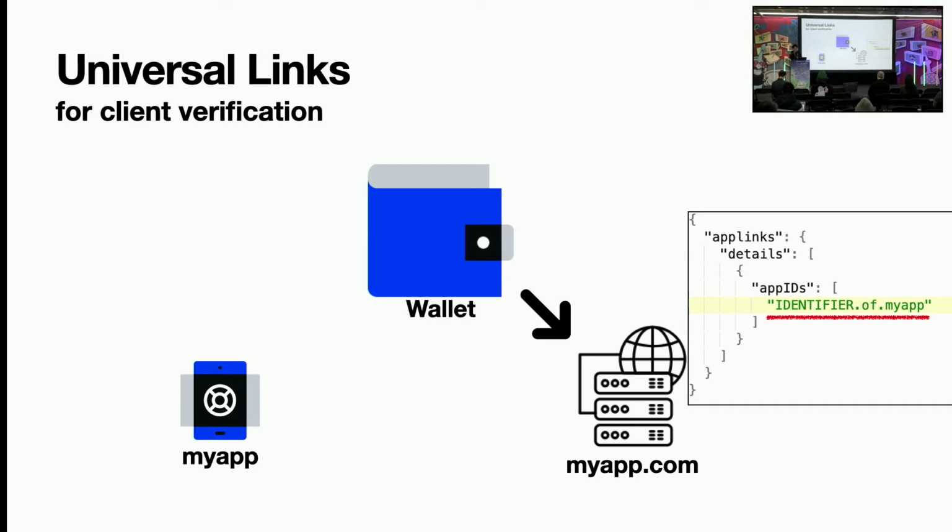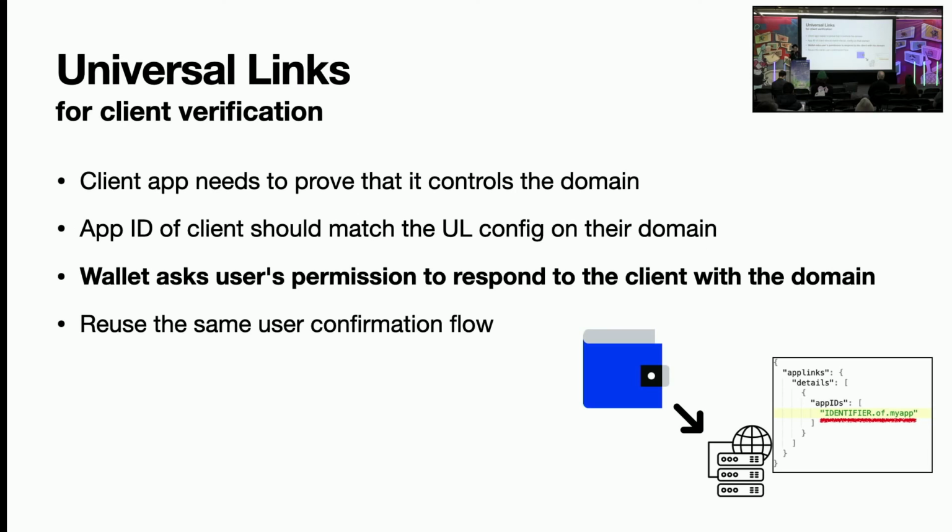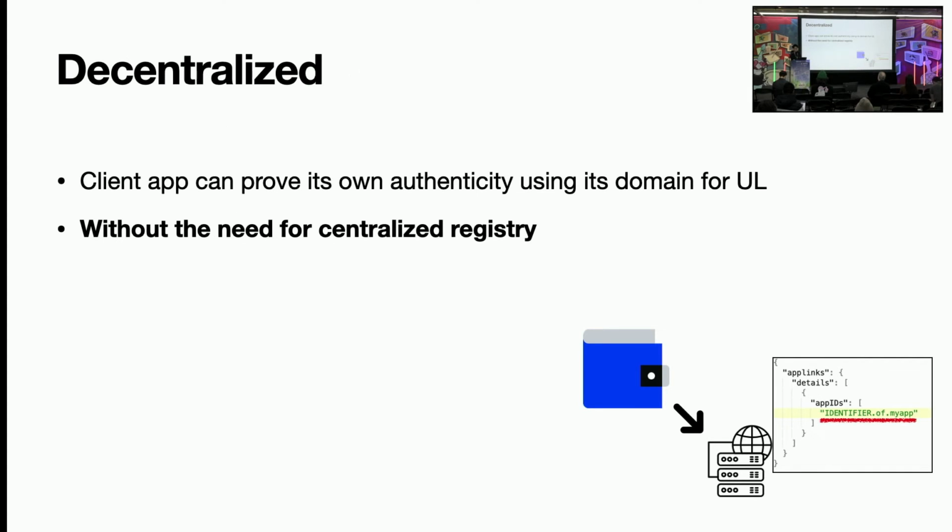You just go to the domain and check whether the config file is there. So the client app can prove that it indeed controls the domain. So the wallet just asks the user whether they are okay to respond to this domain. What's nice about this approach is that wallets can use the same user confirmation flow they already use for desktop web dApps. And this whole process is truly decentralized. All you need to prove your authenticity is hosting some config file on your domain. And we don't need any sort of centralized registry to have a list of apps or wallets.